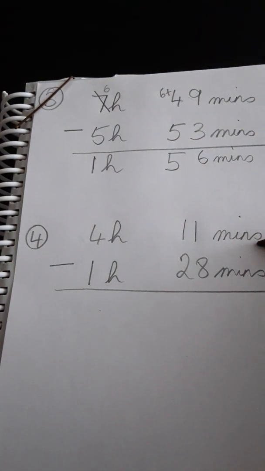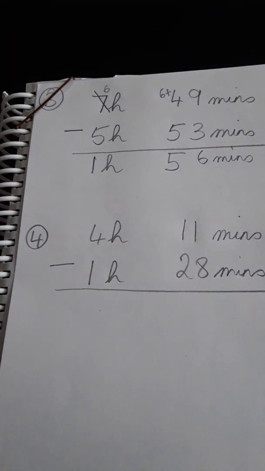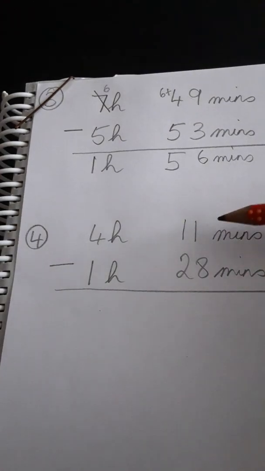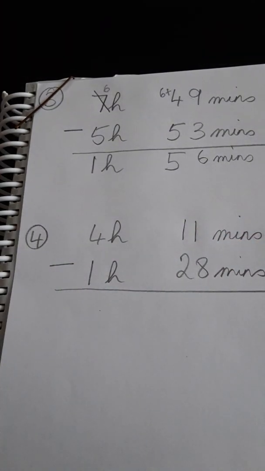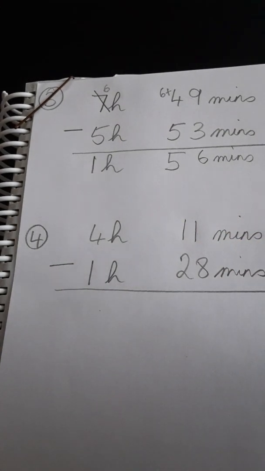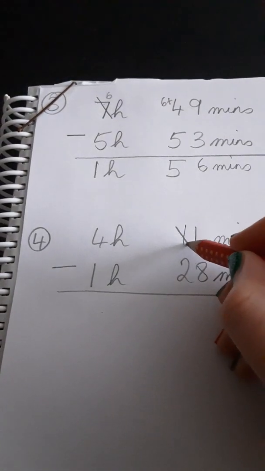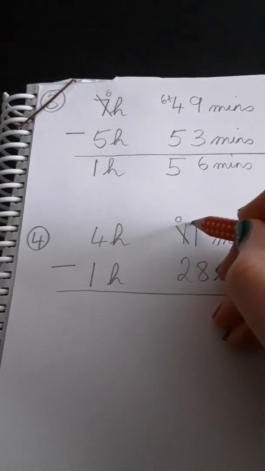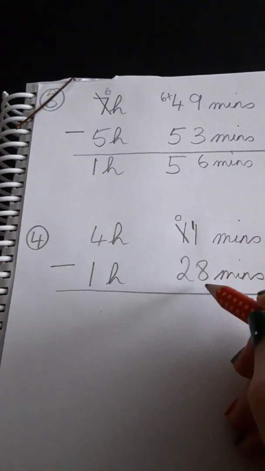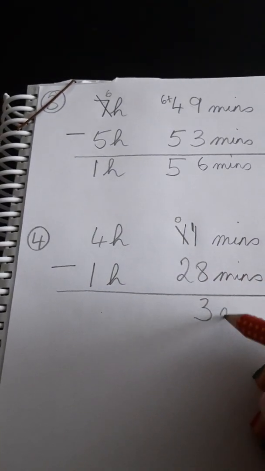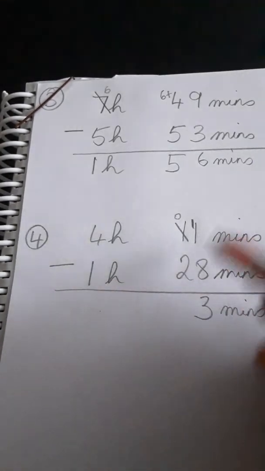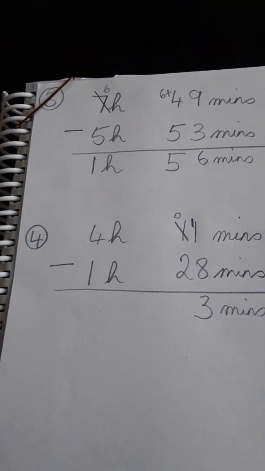In this last example here, you'll see we've got 4 hours and 11 minutes minus 1 hour and 28 minutes. 11 minus 28, you're not going to be able to do that, so you're going to have to do some renaming. 1 minus 8, can it be done? Rename, the 1 becomes a 0, and then you get 11 minus 8, which is 3. 0 minus 2, you cannot do.